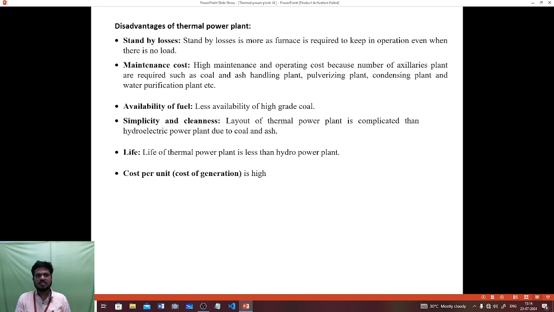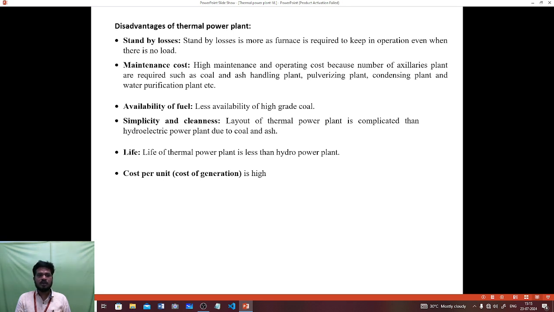Another disadvantage of a thermal power plant is standby losses. Standby losses are more as the furnace is required to be kept in operation even when there is no load. And the maintenance cost: high maintenance and operating cost because a number of auxiliary parts are required in the plant, such as coal and ash handling plant, pulverizing plant, condensing plant and water purification plant.